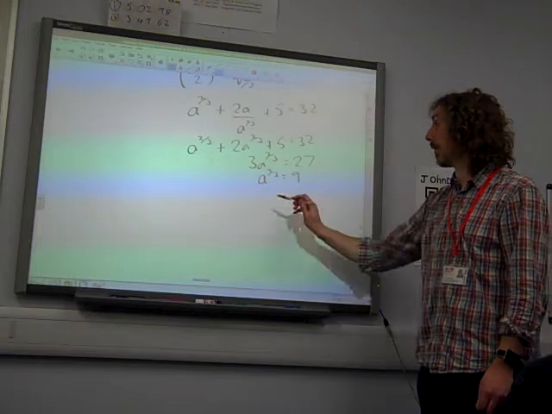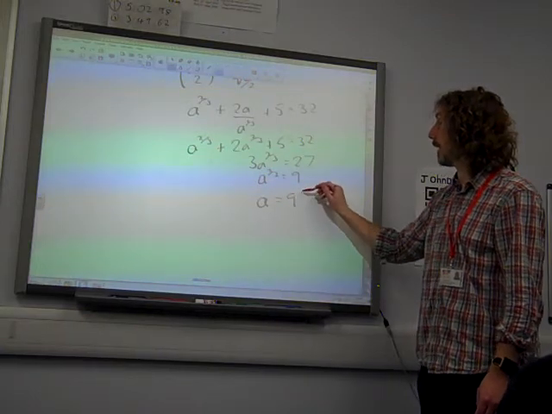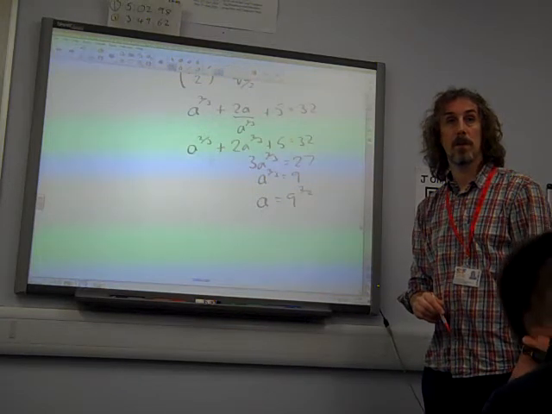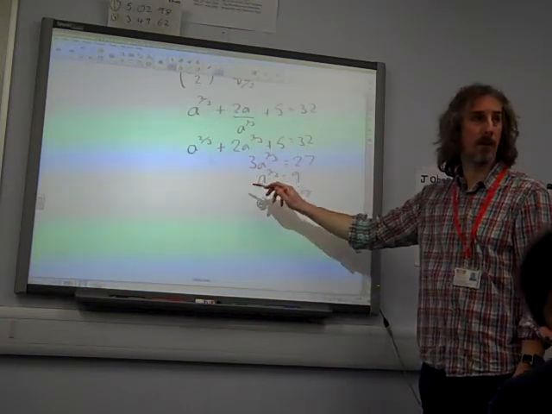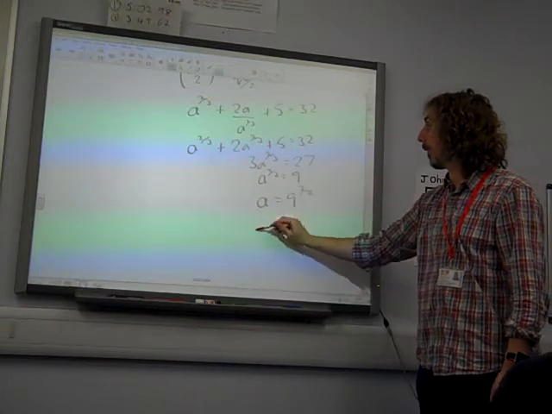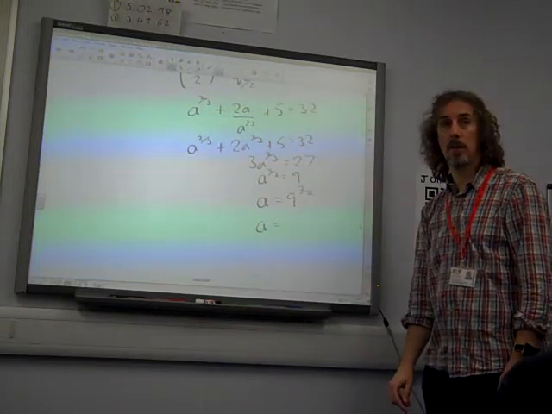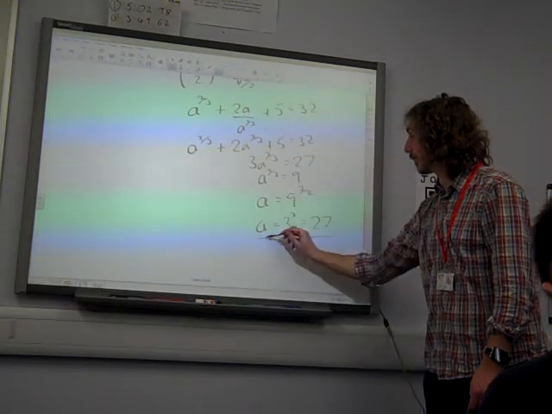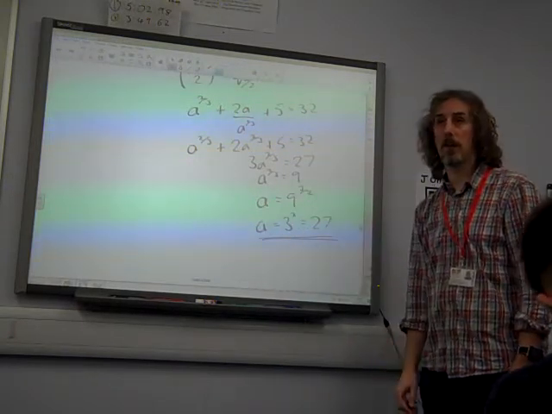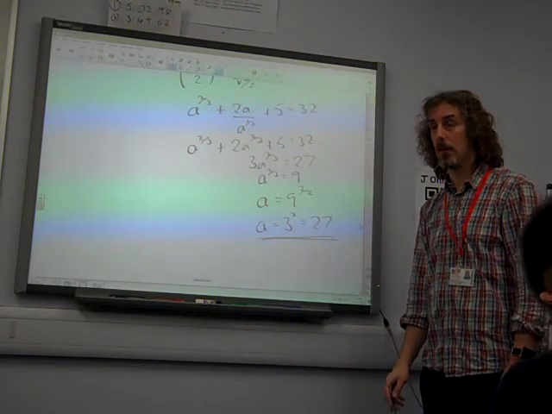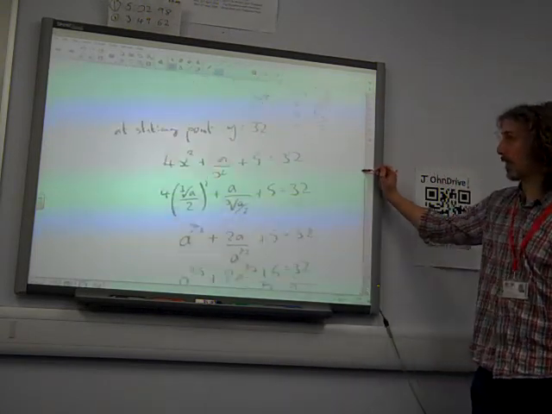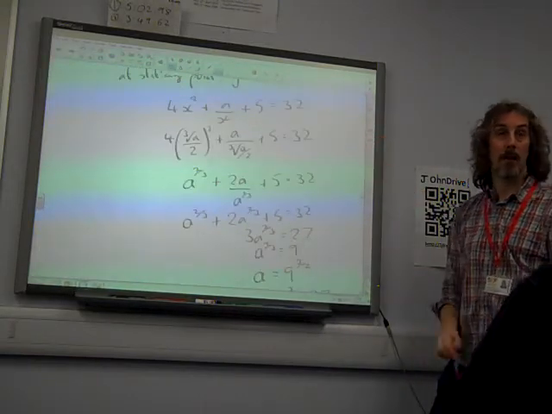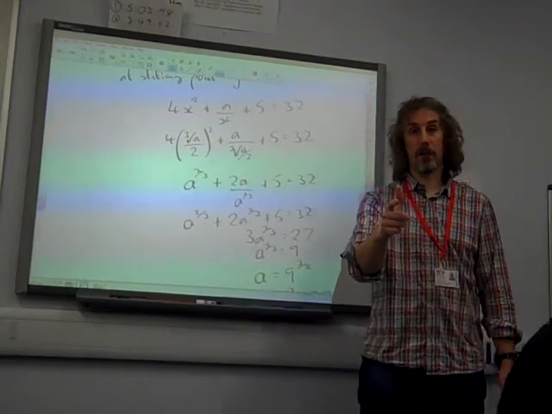If a to the 2/3 is 9, a equals 9 to the power of 3 over 2, because to undo that we need to square root and cube. Square root 9, you get 3. So a is 27. There are a few different directions you could go through it. That's probably the most sensible in the end. And that is the whole of the maths.